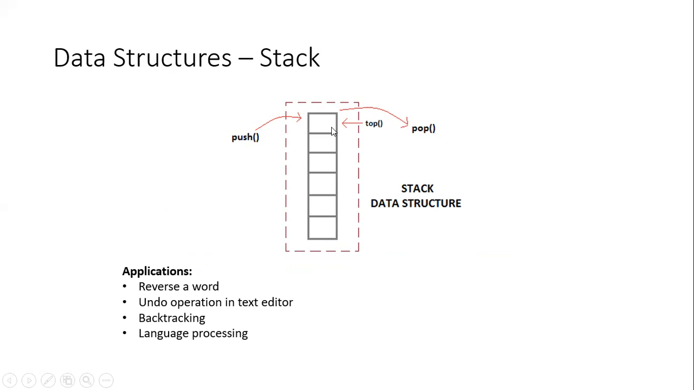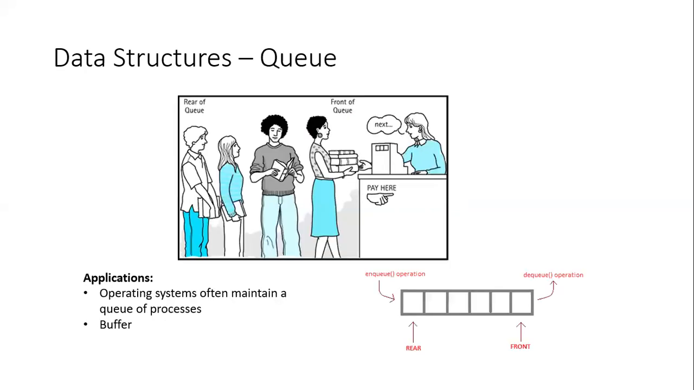What is the sequence of operation at the stack? It is LIFO, last in, first out. The last item that comes in goes out first. Applications of the stack are reversing a word, the undo operation in a text editor, backtracking, and language processing.